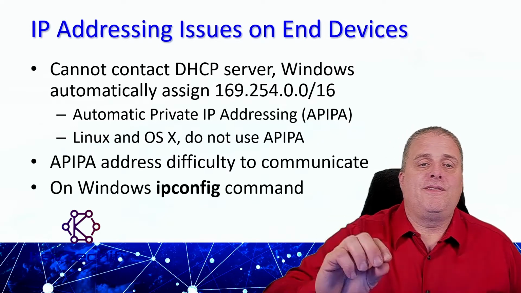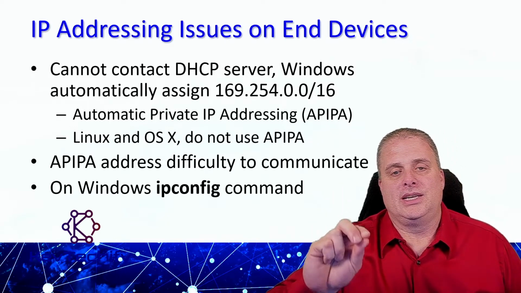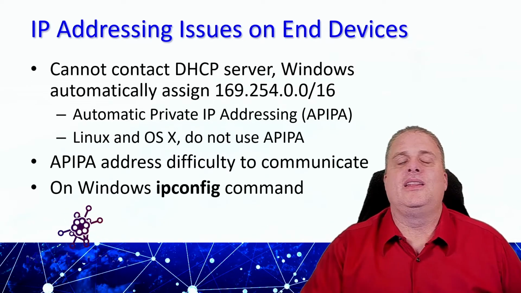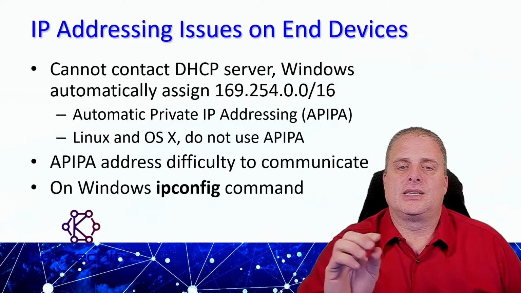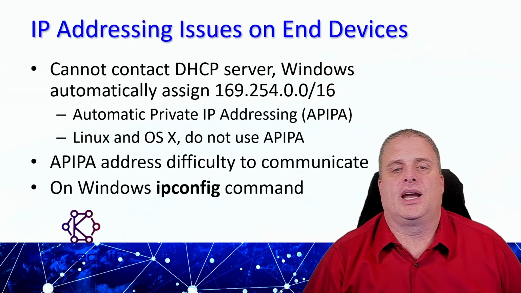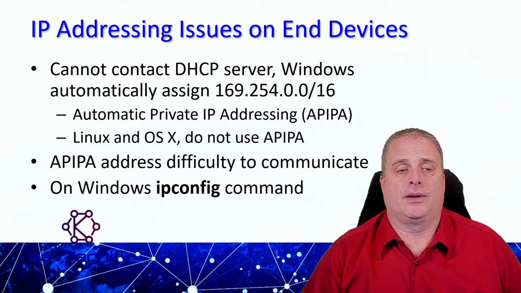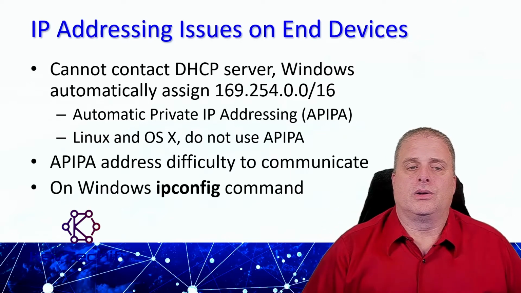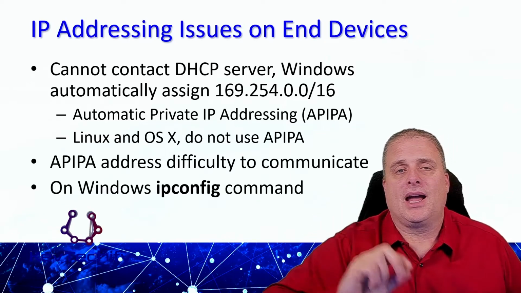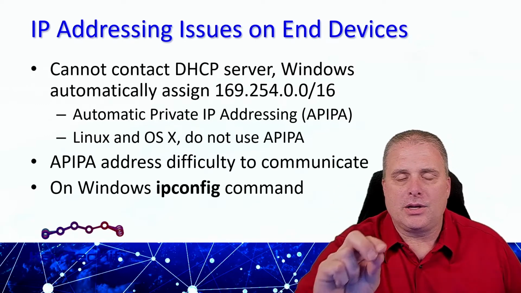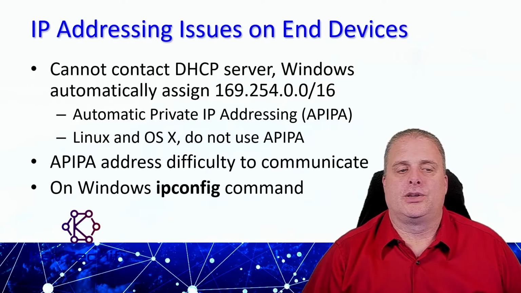169.254. If you had an end device get a 169.254 address, it won't be able to communicate with any of the other devices except for other devices that have a 169.254 address. And so it could be problematic for that. Also note that Linux and Mac operating systems, they don't use APIPA addresses. That is a Microsoft only addressing scheme.